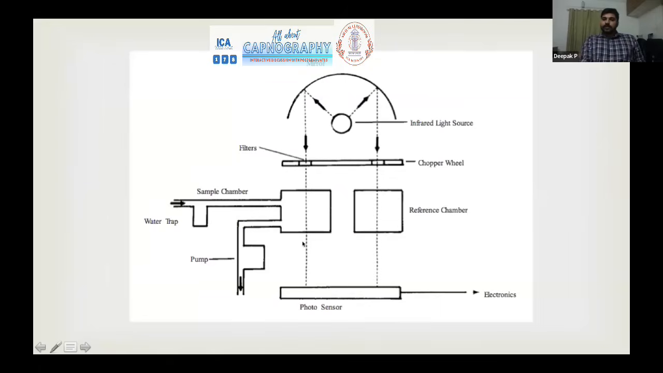This is another section of this analyzer. Here we see the exhaled gases are coming into this sample chamber. The incident light, the IR radiations coming from here, are passed through the chopper wheel, one through the reference chamber and the other one through the sample chamber. All this is incident upon the sensor, and we get an idea about the concentration of carbon dioxide in this sample chamber.